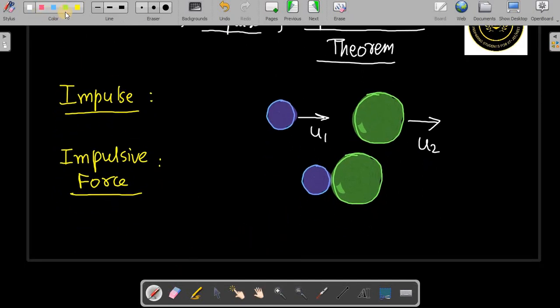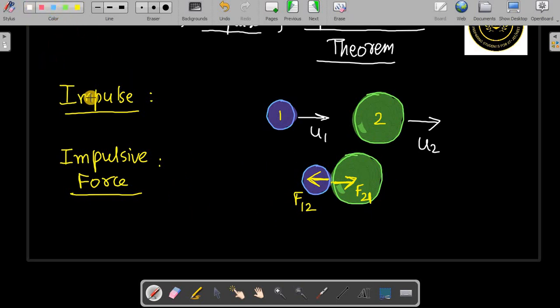When they are in contact with each other, they apply force. The first body will apply some force F2 on the second body, and the first body will also get some force F1 due to the second body. F1 due to 2 and F2 due to 1. These two forces are like action and reaction forces.